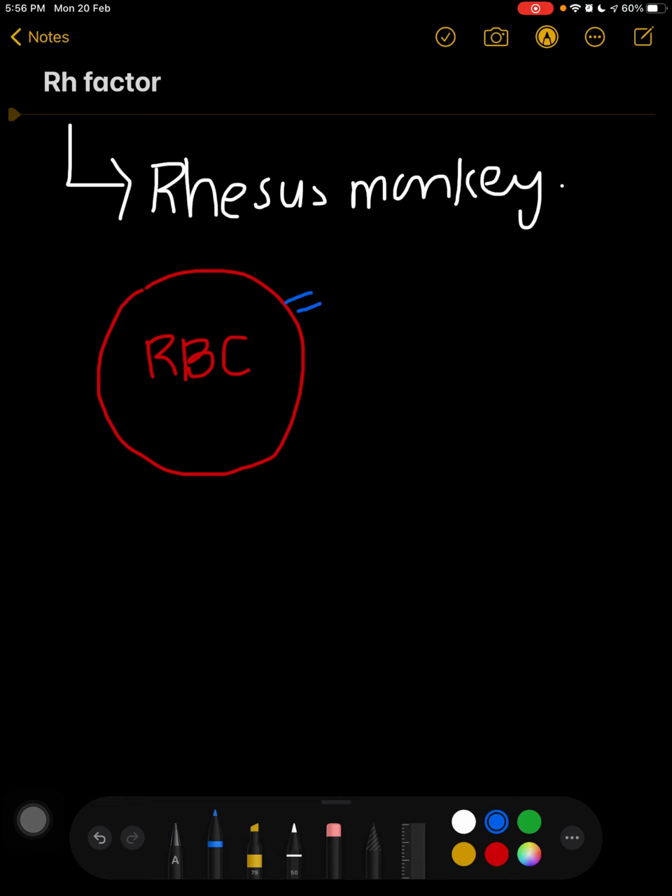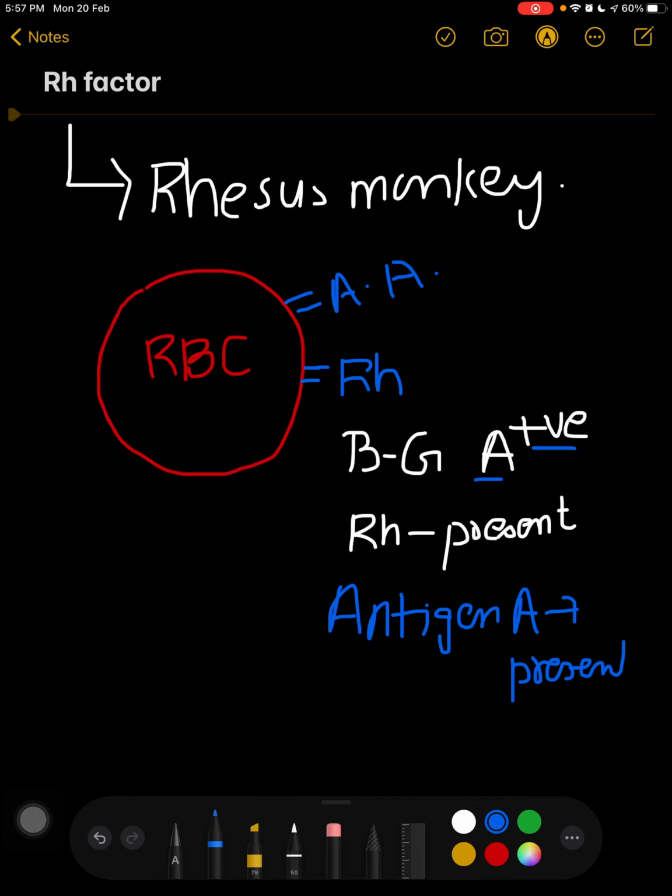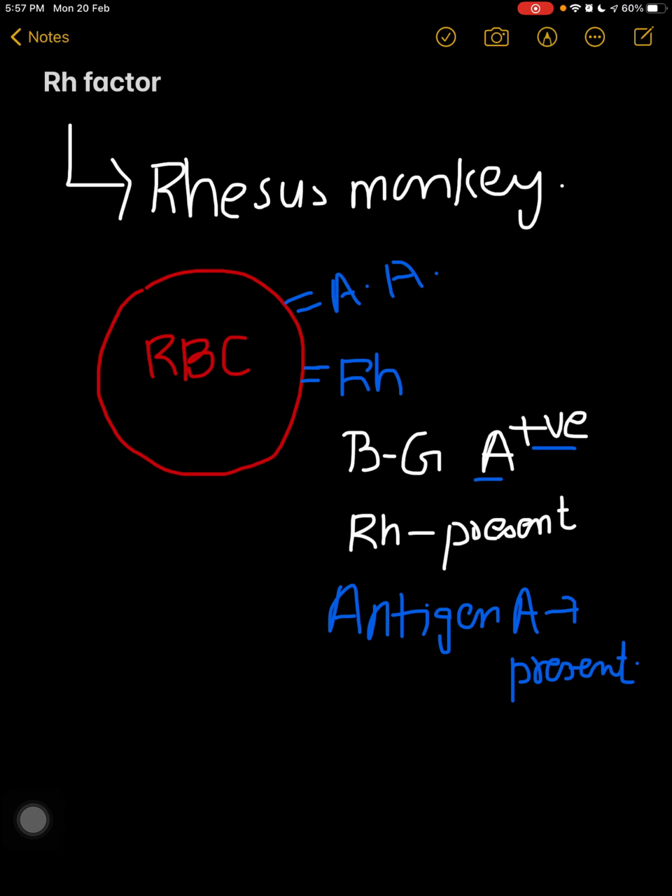For example, this is antigen A, right? And consider here the Rh factor is also present. So you will write that the blood group is A positive. Basically, the Rh factor is present. Why positive? Because the Rh factor is present. And why blood group A? Because antigen A is present over here.